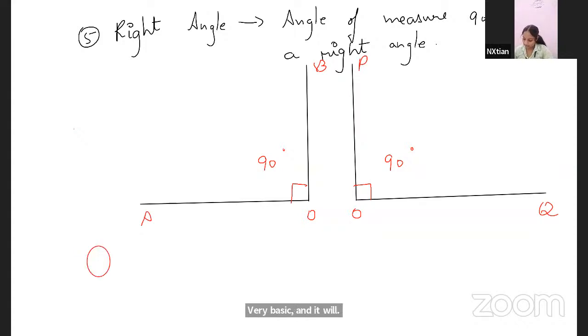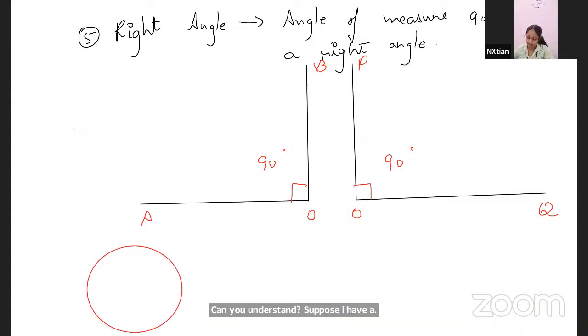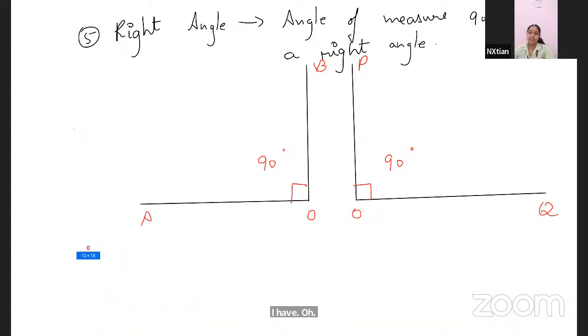Suppose I have... first copy this. Then I'll clear this screen and I'll show. Written till here, right angle. Okay. Ma'am, how many types of angles are there, ma'am? Yes, Abraham.